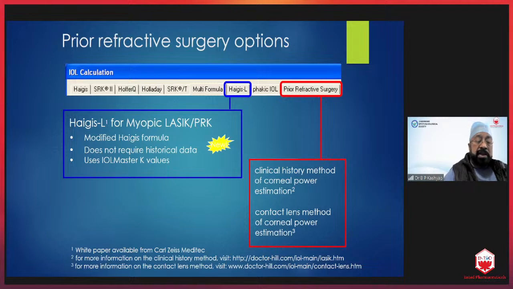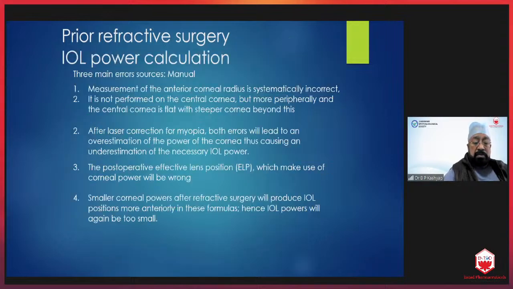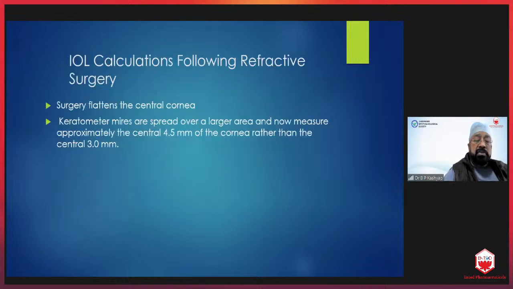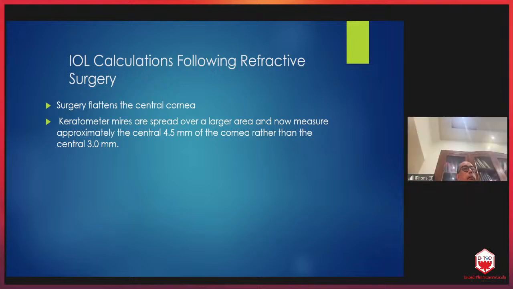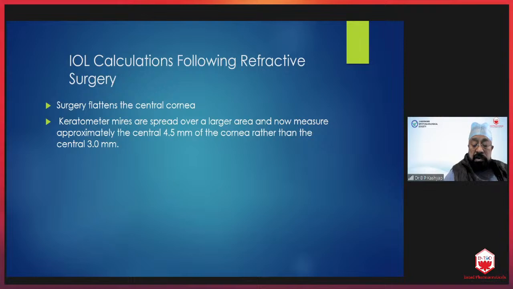At present, the Haigis-L is supposed to be one of the good ones, and they are further modified. What happens in refractive surgery is that the center part of the cornea becomes flattened, and the keratometric index is spread over a larger area and now measures approximately the central 4.5 millimeters of the cornea rather than the central 3 millimeters. From the little periphery of the center, the cornea is not irregular, but it's steeper there. So you get a bad keratometric reading and a bad calculation.